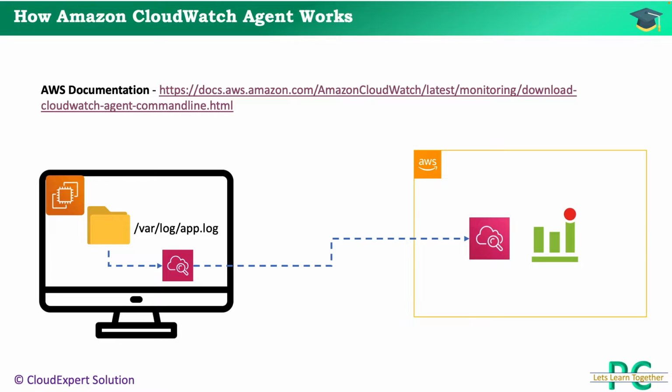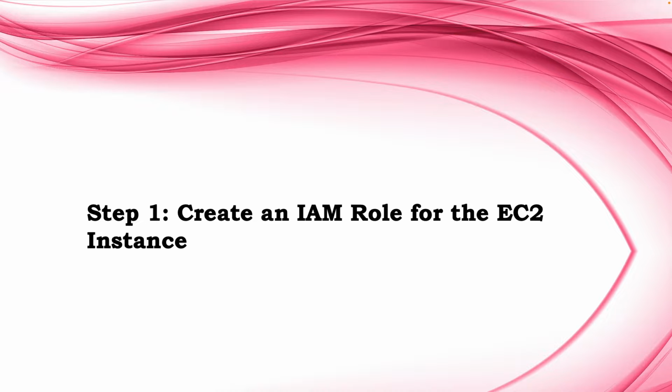If you are using a default security group, then you don't have to worry about that. But if you have a custom security group, I'd request you to review the outbound rule of that security group, and please make sure the security group outbound rule will allow the CloudWatch agent to communicate with the CloudWatch service in AWS. Now let's go to the AWS Management Console and create the IAM role there.